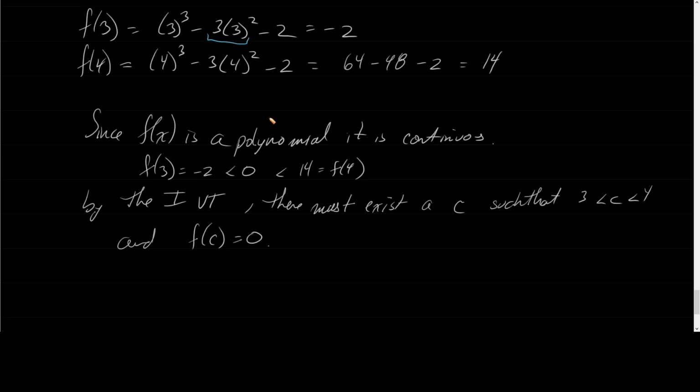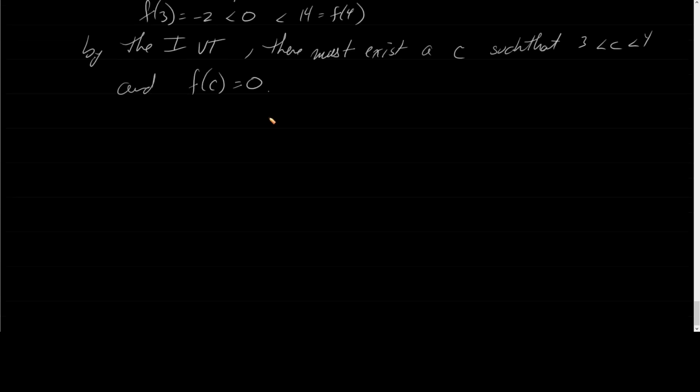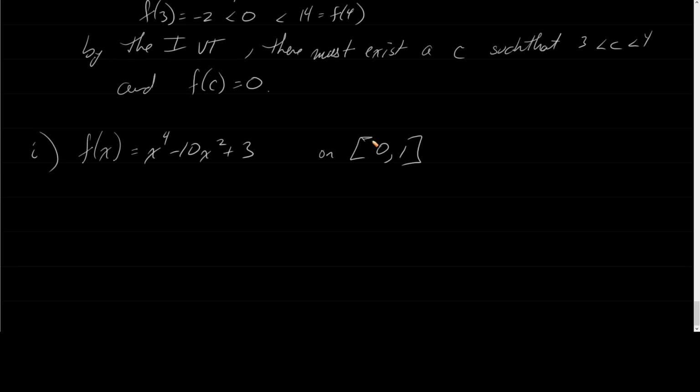Next one. But now we're going to say f of x is x to the 4th minus 10x squared plus 3. And we want to show that we have a 0 on the interval from 0 to 1. All right, so how are we going to do this? Well, we're going to do this the same way. What's f of 0? F of 0 is 3, right? This piece goes away, this piece goes away. It's just 3. What's f of 1?